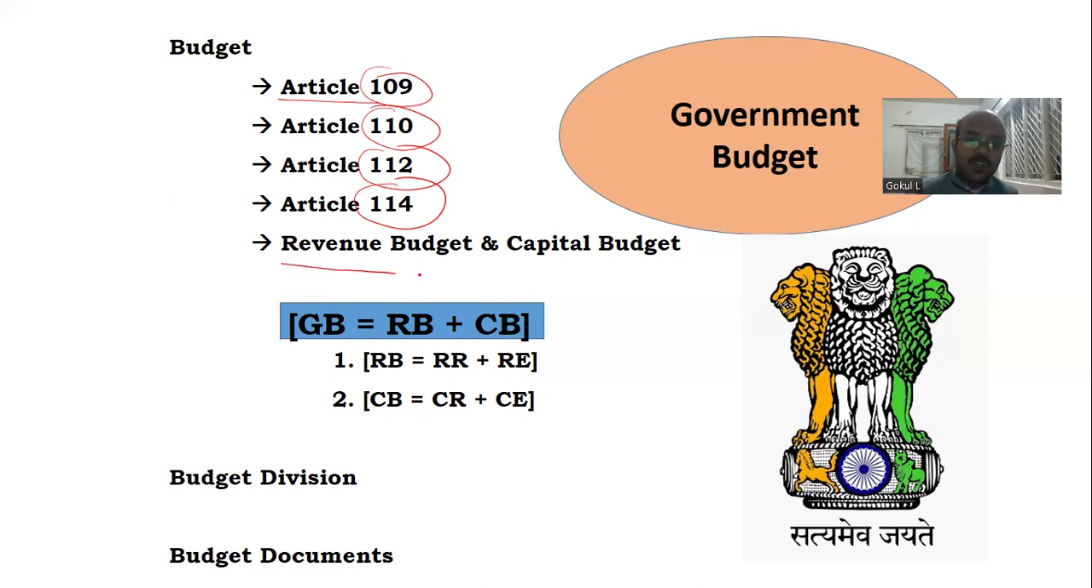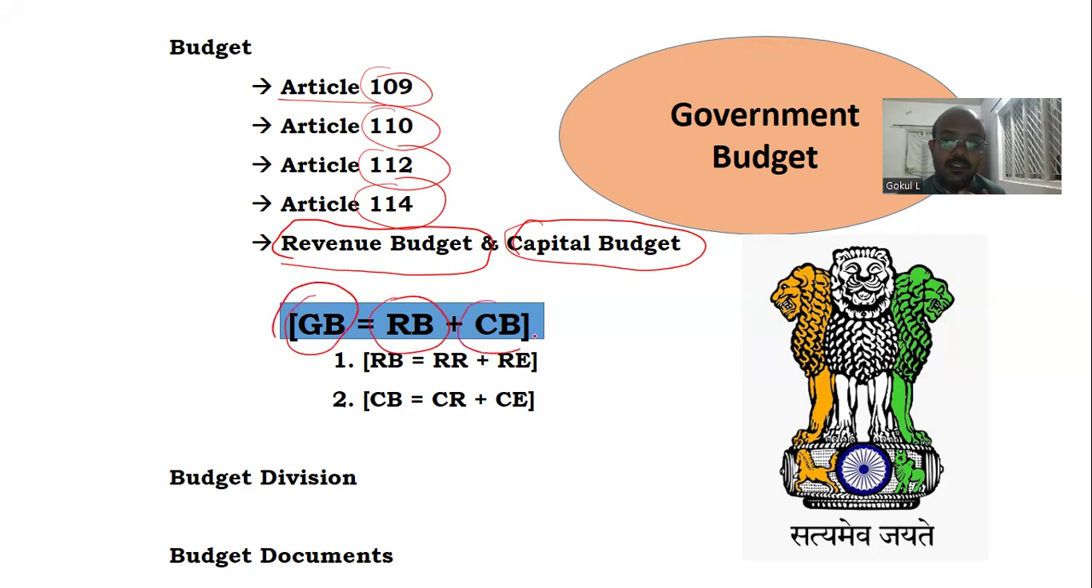Next, revenue budget. We have two types of budget as we discussed: revenue budget and capital budget. The government budget is divided into revenue budget and capital budget. This is the formula: GB is equal to RB plus CB. And further, revenue budget is equal to revenue receipts plus revenue expenditure. Capital budget is equal to capital receipts plus capital expenditure. These are very important formulas that you have to keep in mind. So what is revenue budget, what is revenue receipts, what is revenue expenditure? In the upcoming slides you will get clarity on it.